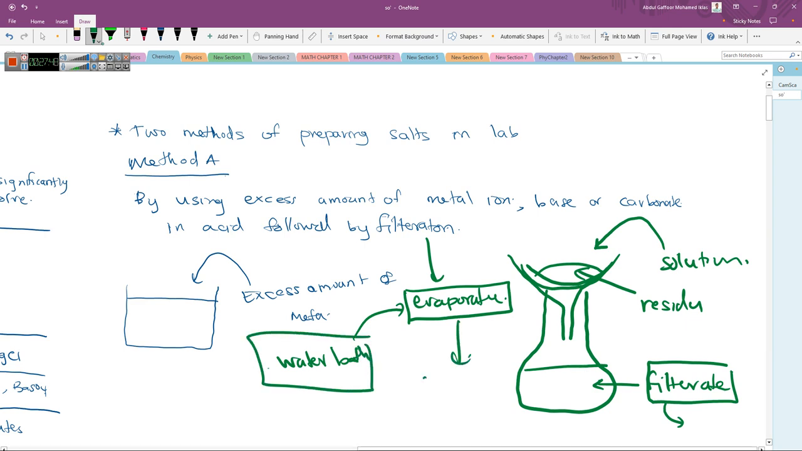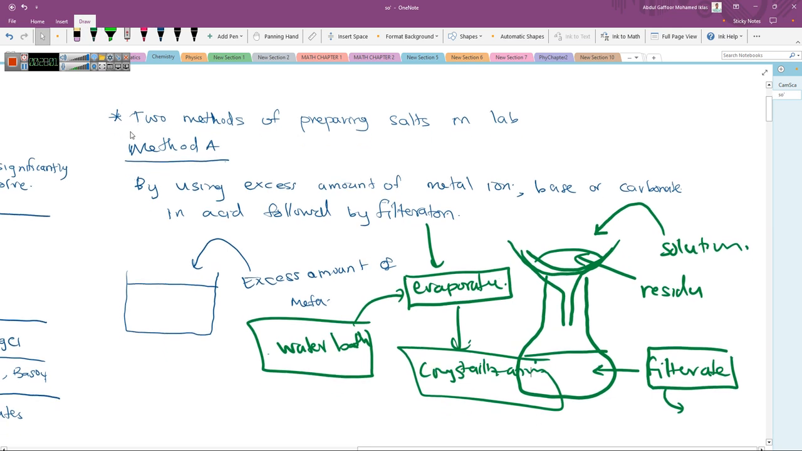Then again we will get the crystallization, right? So we will use crystallization to obtain the crystals. Now we will look at the procedure later on, but now I have to just introduce the two methods. Method 1 is using excess amount of metal, base or carbonate in acid, right?